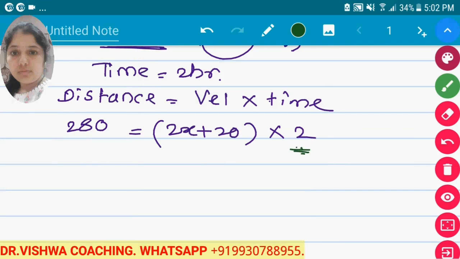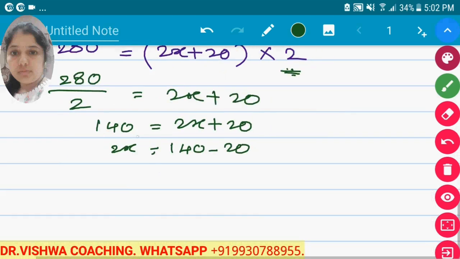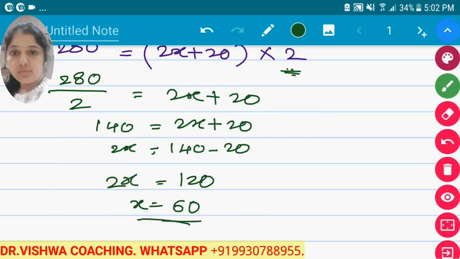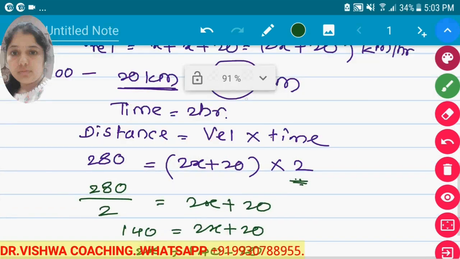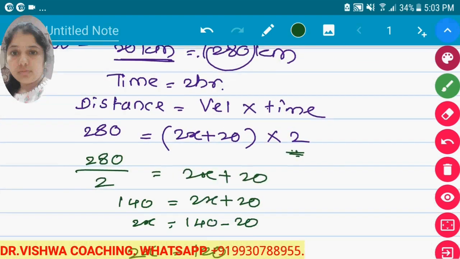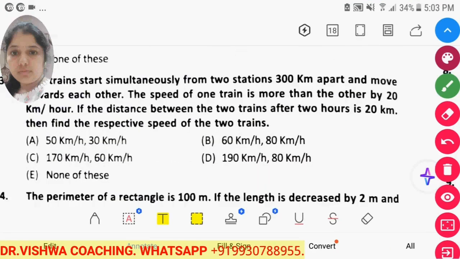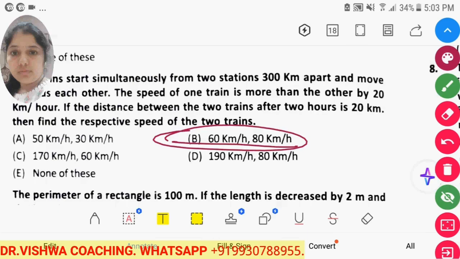These two, here it is in multiplication, when it goes to the left hand side it comes to division. So 280 divided by 2 is equal to 2x plus 20. So 140 is equal to 2x plus 20, means 2x is equal to 140 minus 20. So 2x is equal to 120. So x is equal to 60. Now speed of one train is 60 and speed of the other train is x plus 20, which is 60 plus 20 means 80. So 60 and 80 are the two speeds of the two trains. So our answer is answer B.